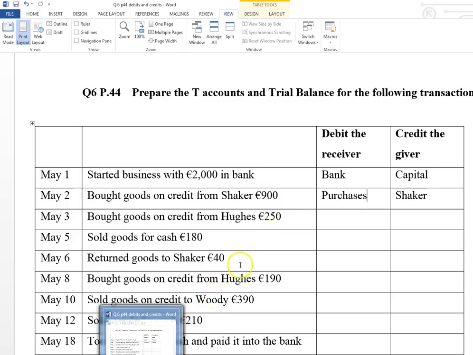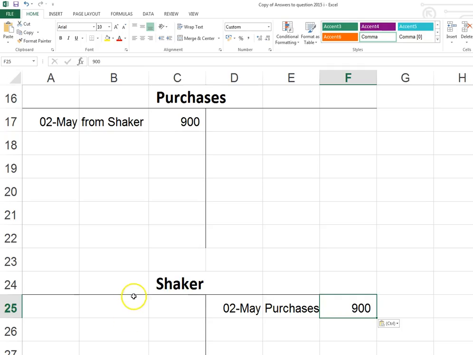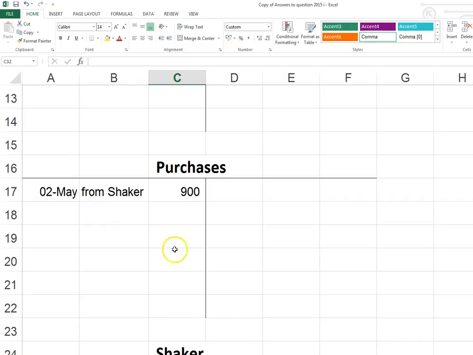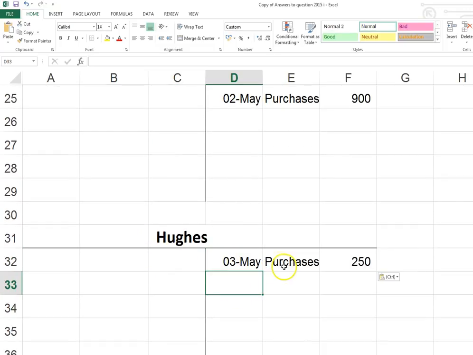Then we go to the next transaction. Okay, the next one, bought goods on credit from Hughes. Once again, two accounts. One is purchases for when you buy goods. And there's no mention of bank or cash here, so Hughes is the other account. So the business owes money to Hughes. We already have a purchases account open, so we don't need to open that again, but we will open a new account for Hughes. Then we add 250 on the debit side of purchases and 250 on the credit side of Hughes. There's the 250 in the purchases account, and the description could just say Hughes, we don't even need to say from Hughes. And in Hughes we add 250 on the credit side, and the description is purchases.